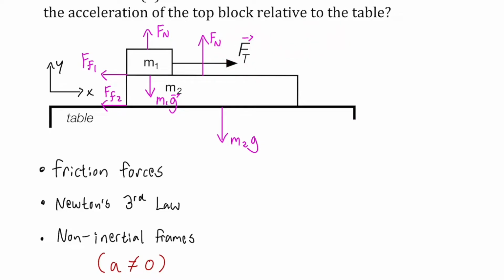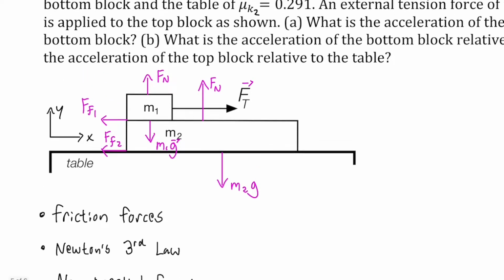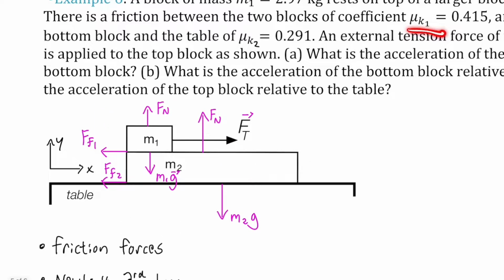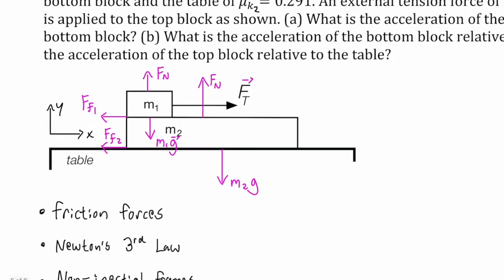And if it doesn't, then that simply means that there's no movement at all. That would be the case where the external tension force simply isn't big enough to overcome the friction force. It is in this case. In that case, we shouldn't be using the kinetic friction coefficient. We should be using the static friction coefficient. But there's going to be movement here, so great.